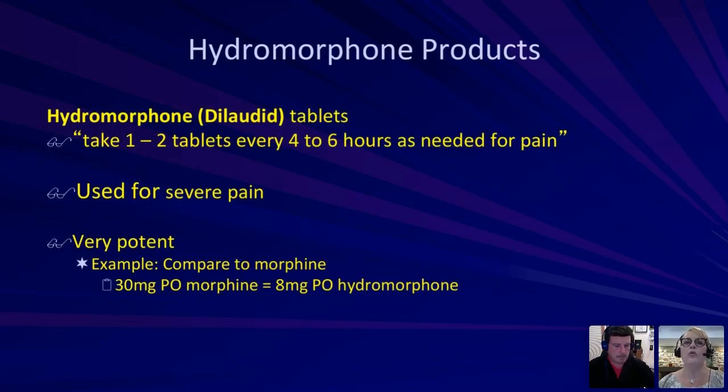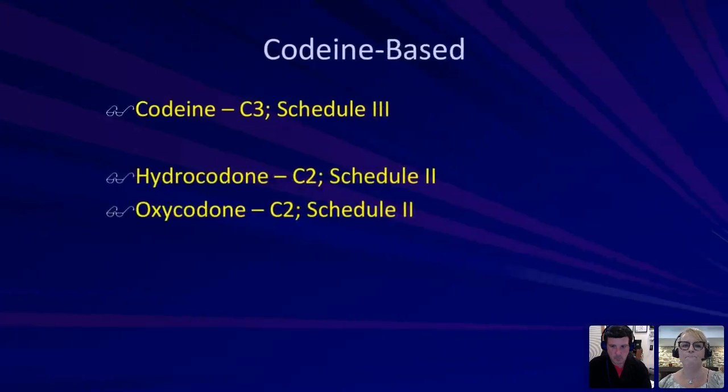And when you hear, oh, that's a really potent opioid, even in news stories or sometimes on those police shows, that's what they're referring to: these different potencies that require a certain milligram or microgram amount compared to morphine to give the same pain control or even the same amount of high.